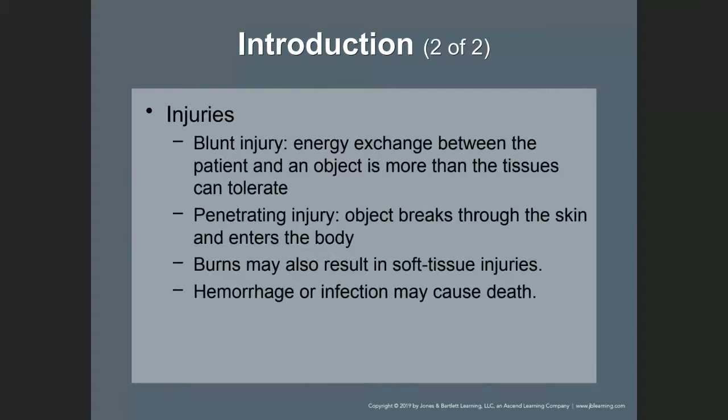Injuries include blunt injury. Energy exchange between the patient and an object is more than the tissues can tolerate. The skin is still intact. The damage is underneath. Penetrating injury, object breaks through the skin and enters the body. Once the object breaks the skin, the possibility for external bleeding exists and the possibility for infection also exists. Burns may also result in soft tissue injuries. Hemorrhage or infection may cause death.